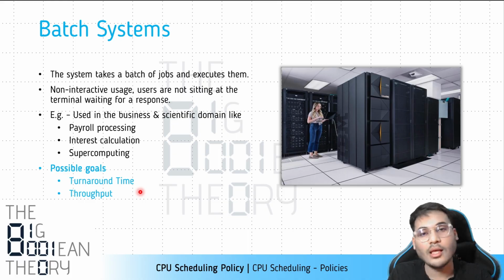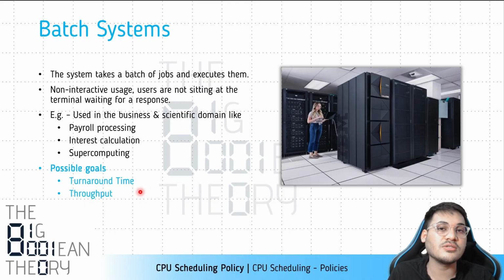So high throughput and low turnaround time. These are some of the criteria or goals that need to be optimized when thinking of designing scheduling policies for batch systems. Any scheduling policy that we design for batch systems should prioritize high throughput and low turnaround time in a batch environment. So this was about batch systems.